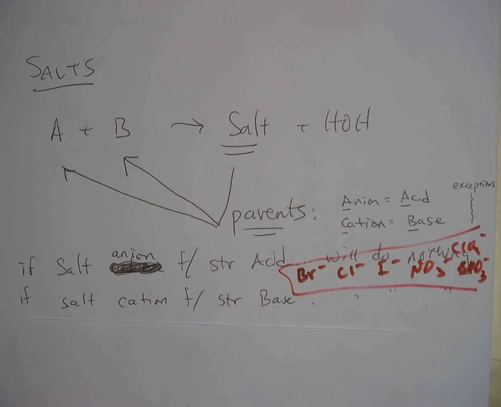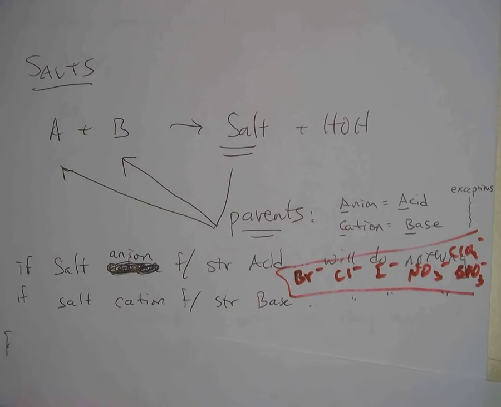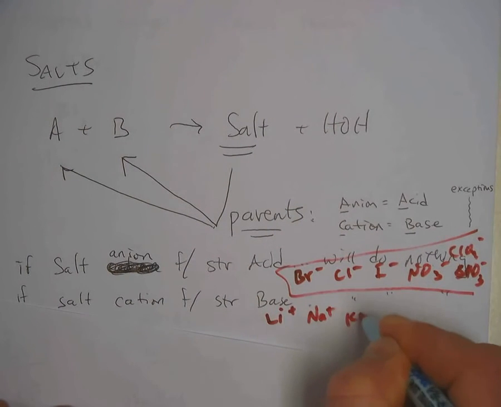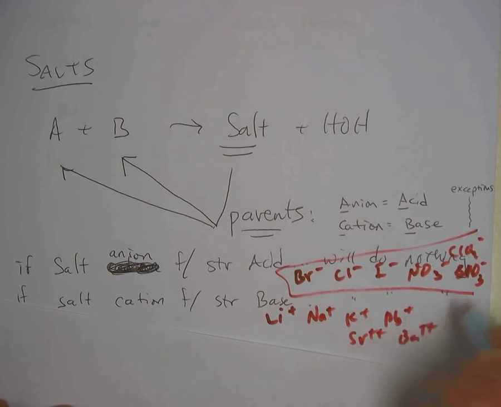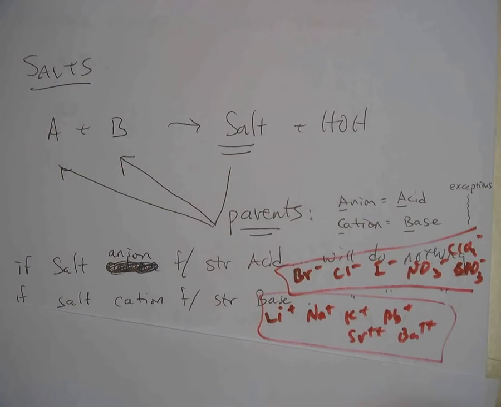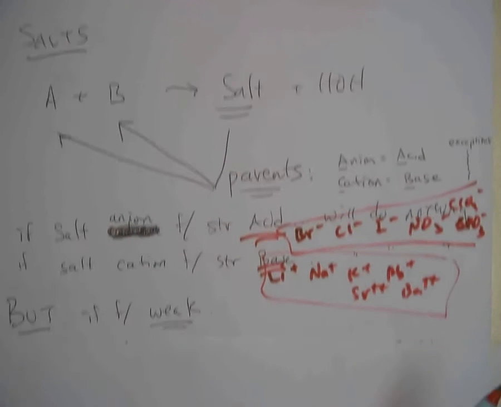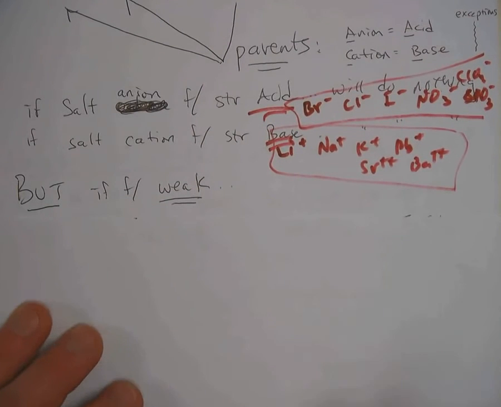They'll spectate. They won't be good proton acceptors. If the cation came from a strong base, so if it's lithium, sodium, potassium, rubidium, strontium, barium, if it's one of those, they're going to do nothing in solution. They're not going to be good at accepting or giving away anything because they came from a strong base. They don't want to get back to looking like that acid or that base. But if it came from a weak acid or a weak base, now you've got to think.